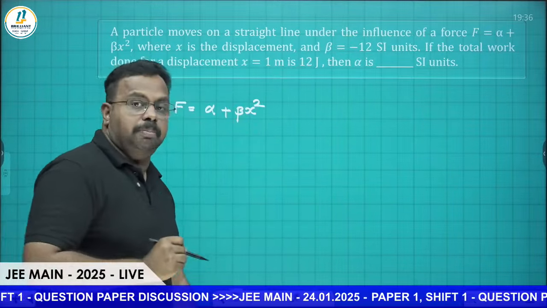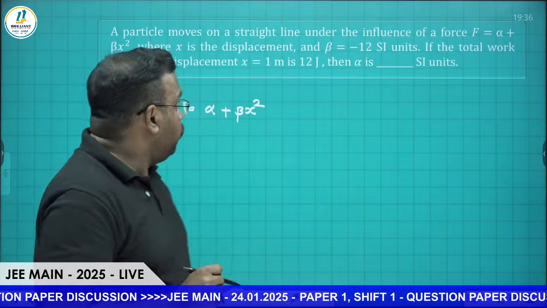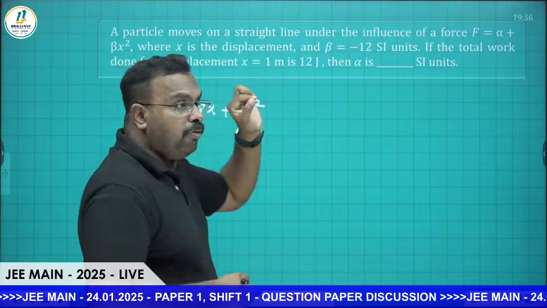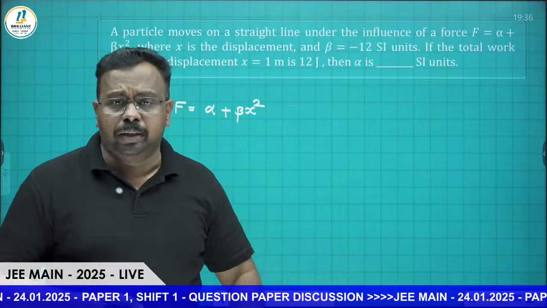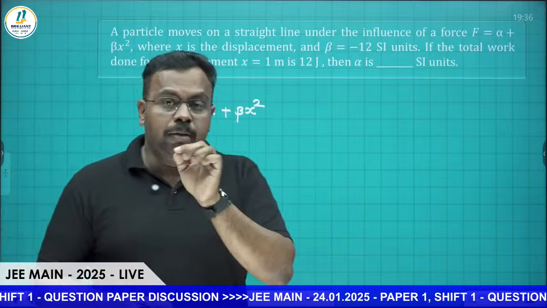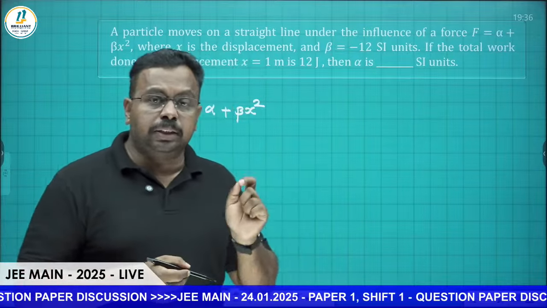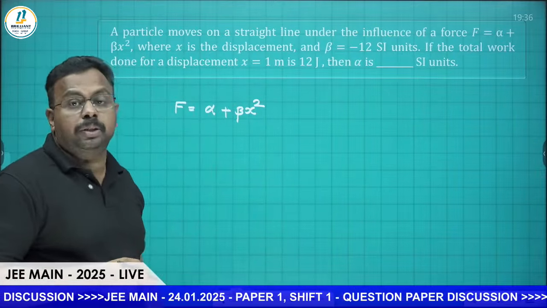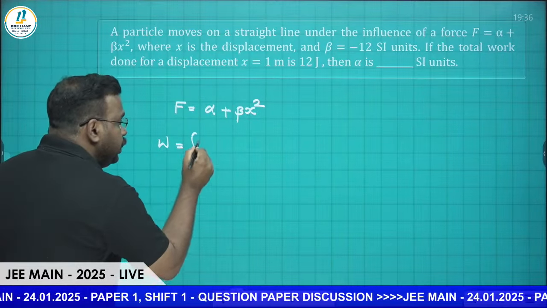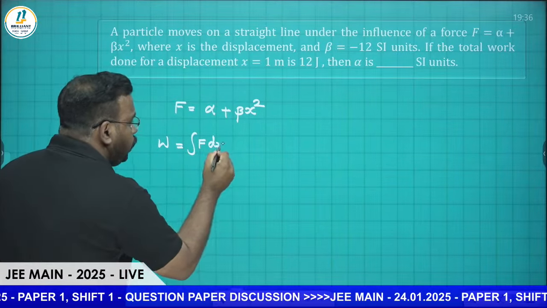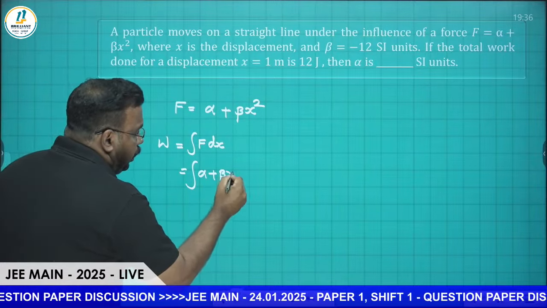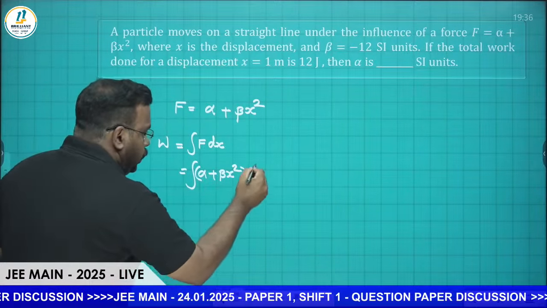Beta value is given, it is minus 12. But that beta value we can substitute later. Work done for the displacement of x is equal to 1 meter. Displacement is only 1 meter. But please note, dear students, here is force a constant or a variable? Force is a function of x. Since force is a function of x, we have to use work done by a variable force. What is the formula for work done? Work done is equal to integral F dx, which is equal to integral of (alpha plus beta x square) dx.